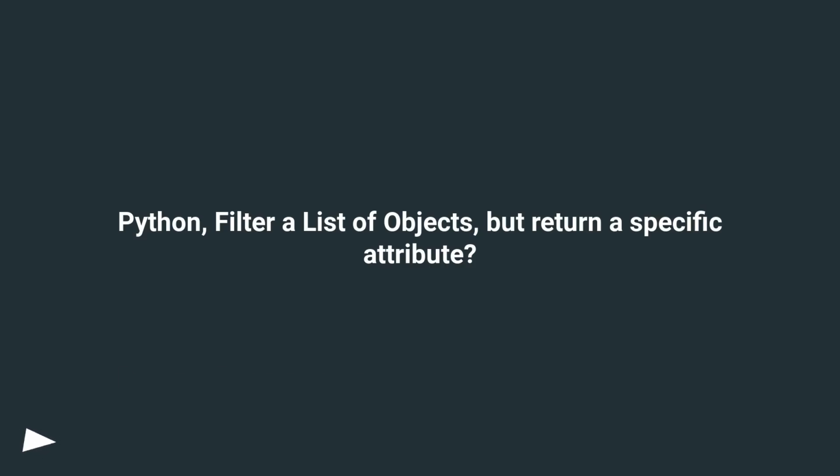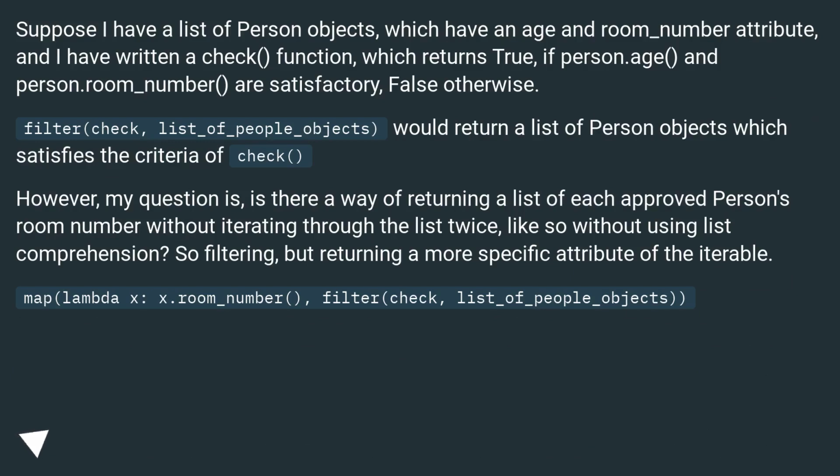Python, filter a list of objects, but return a specific attribute. Suppose I have a list of person objects, which have an age and room_number attribute, and I have written a check function, which returns true if person.age and person.room_number are satisfactory, false otherwise.